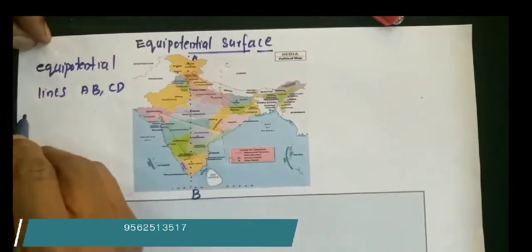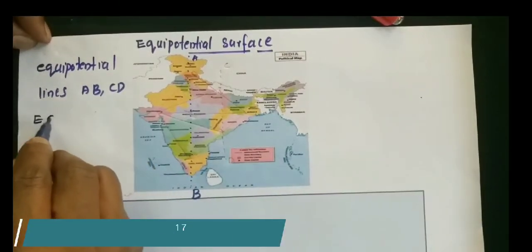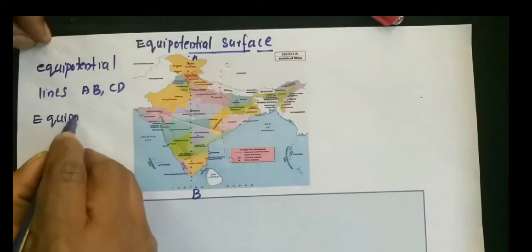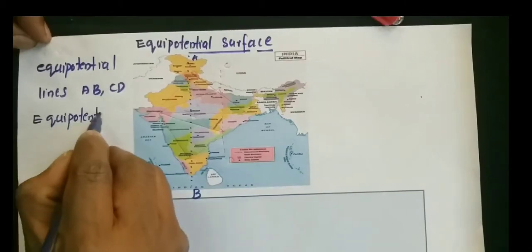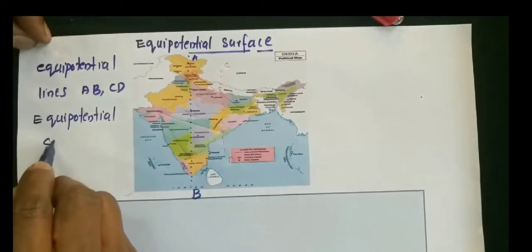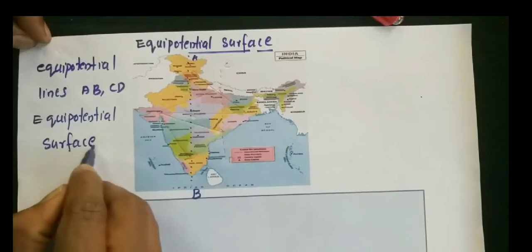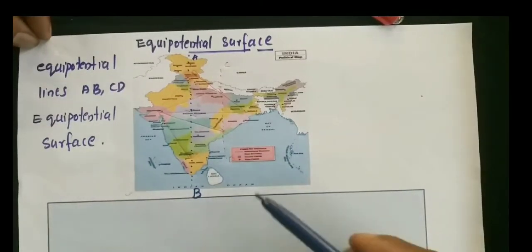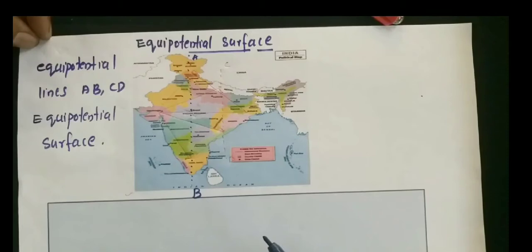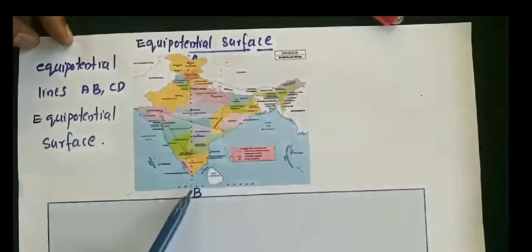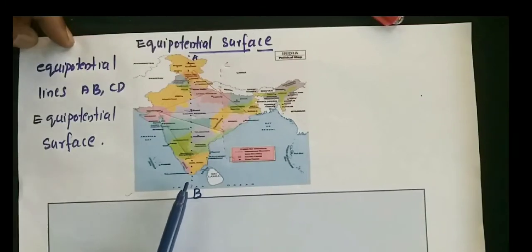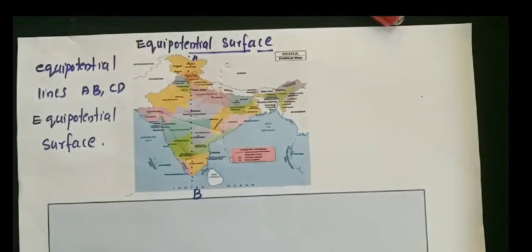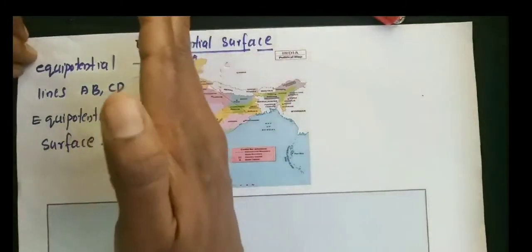So clearly, AB and CD are two equipotential lines. So if I consider it as a surface, then it will be an equipotential surface. Surface means it is in two dimensions. So if I consider a surface which passes through both the lines AB and CD, all points which lie on the surface AB will have a constant potential, meaning the same potential.